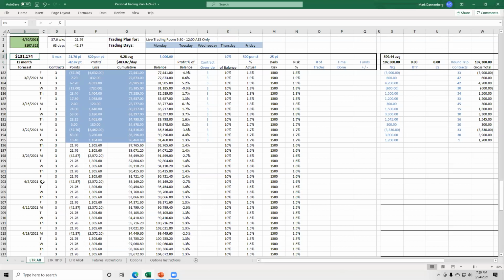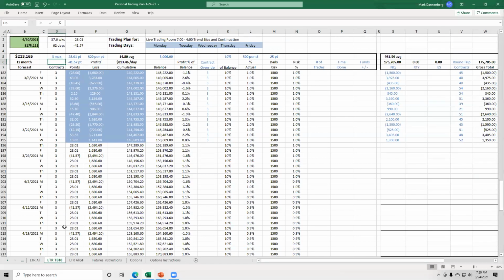So in the first category, 9:30 to noon, we're going from 5,000 to potentially, in the next few weeks, we finish off a year with 131,000 of income. Potentially in the next few weeks from 5,000 to 213,000 in this category where we're only taking the trend and trend bias.